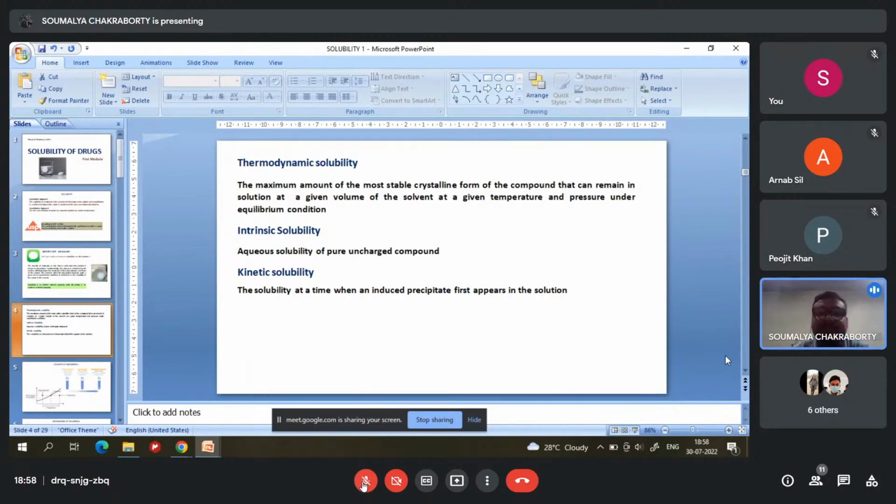Thermodynamic solubility is nothing but a function of this. It is a function of the solute, it is a function of the nature of the solvent, it is a function of the volume of solvent, it is a function of temperature, it is a function of pressure.